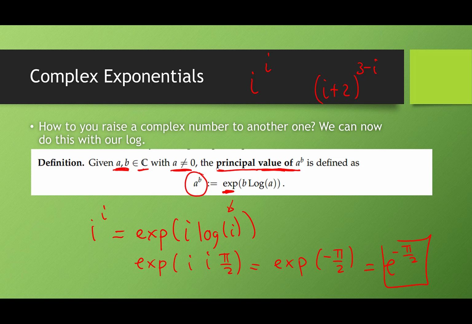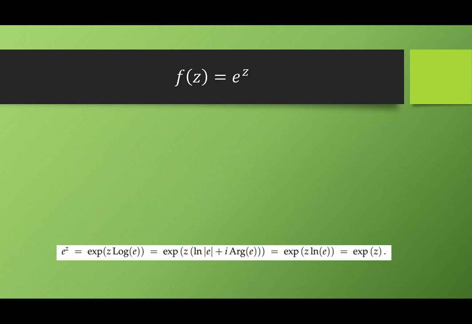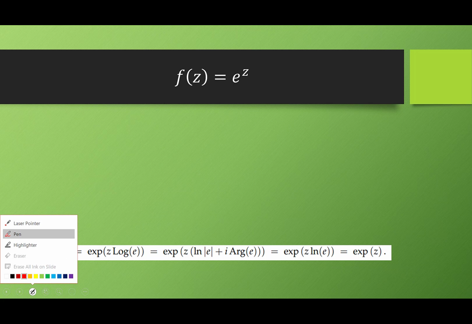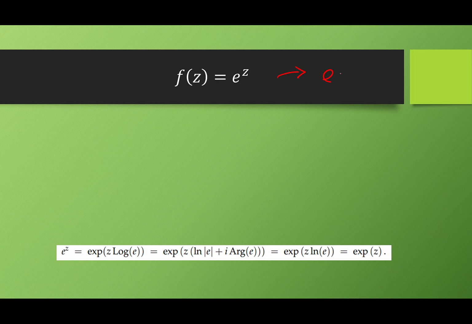Now notice I'm saying the principal value here, and the reason again is because we're using the principal log. If you use another branch of the logarithm function, your complex exponential will look a little bit different. All right, so now that we have our complex exponentials, we can define e to the z, which is sort of the analog of e to the x back from calculus. So e to the z is just defined as exp of z times log of e. Boom. So that's how you would take e to some complex number. It's exp of z times log of e, where this is our principal log.